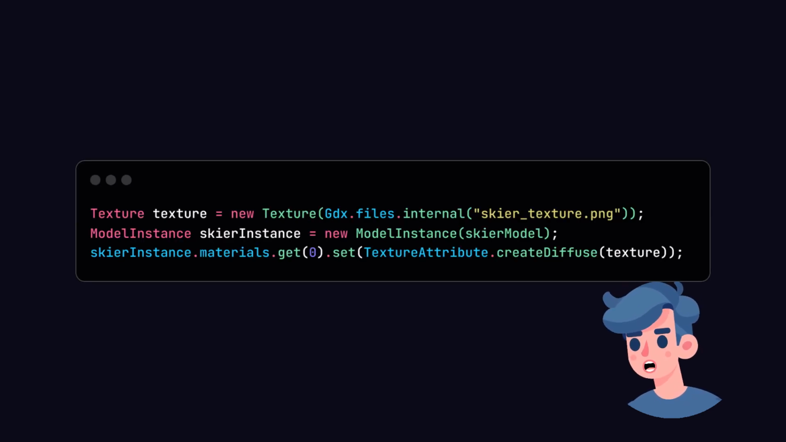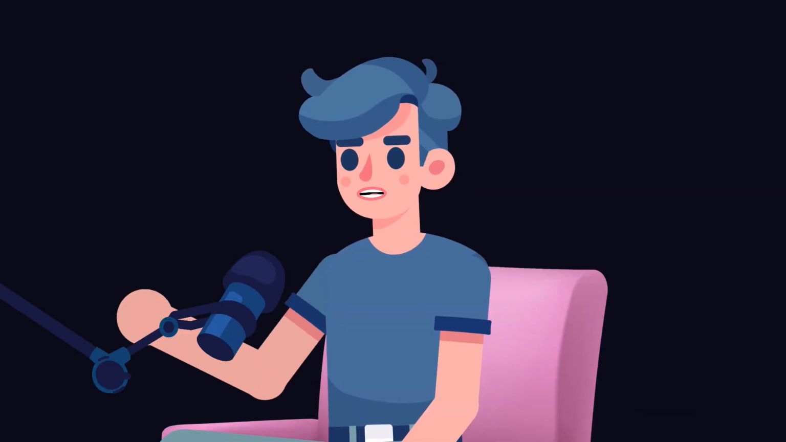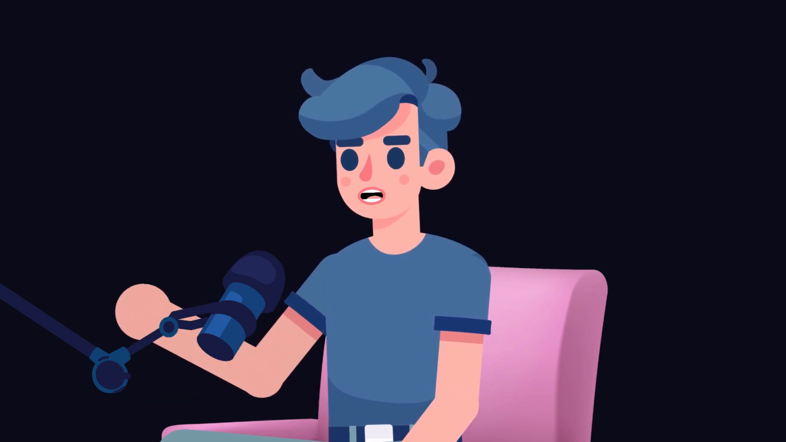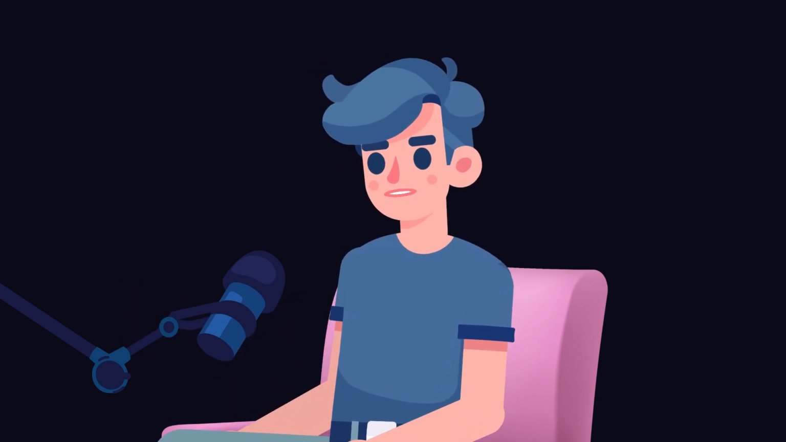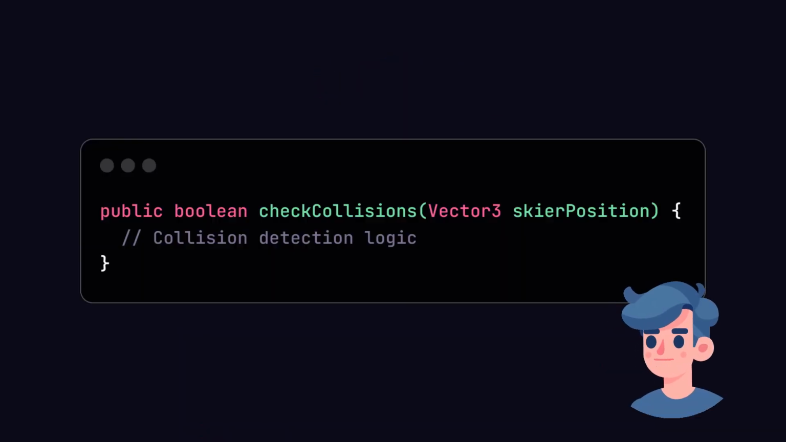Next, we will add some textures and improve visual effects for our skier. Let's load a texture from our assets folder and apply it to our skier model. Also, don't forget to make sure your assets folder contains the required model and texture files before running the game. You can place your model file in the assets folder like this: assets/terrain.obj and assets/skier_textured.png. At this point, we have the essential mechanics of our skiing game, but let's also implement collision detection.